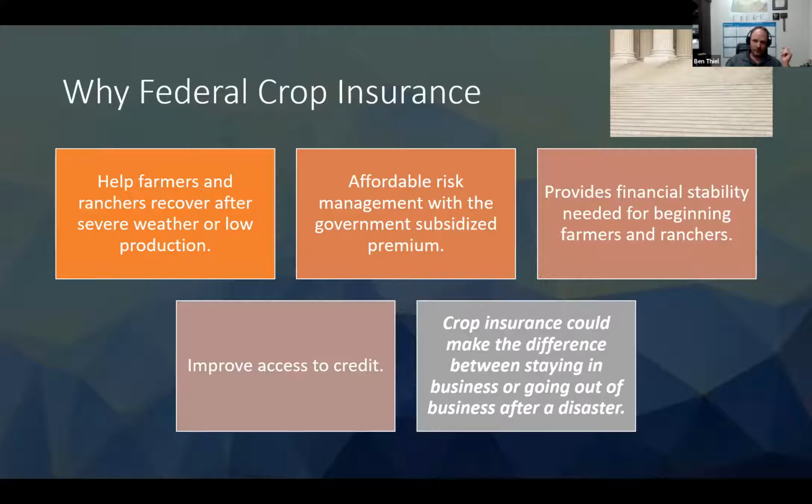So why federal crop insurance? I list a few things that could be reasons to take crop insurance. It may help you stay in business after severe weather or a low production year. Crop insurance provides some financial stability and may improve your access to credit. In the Midwest, many lending institutions will not lend to a farming operation unless they have crop insurance. That is a collateral requirement. And I think the trend is starting to spread elsewhere, including the West.